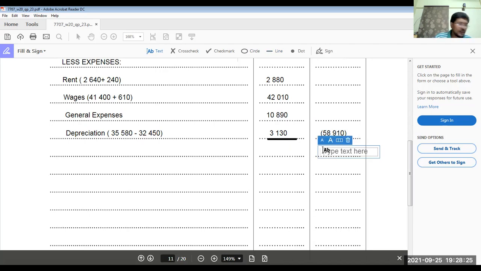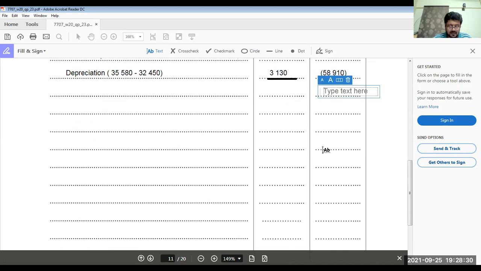So out of gross profit, that is the 66,400 minus 58,910, the answer is 7,490. This is profit from operations. This is called profit from operations. Done? Okay, less interest.